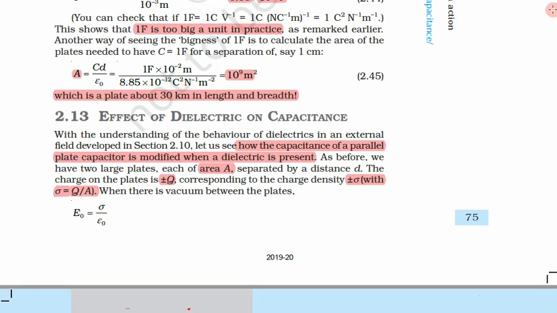Now we have seen the capacitance, but till now we have considered that dielectric was not there. We consider vacuum to be the dielectric, or air to be the dielectric. Now we will see the effect of dielectric on the capacitance.